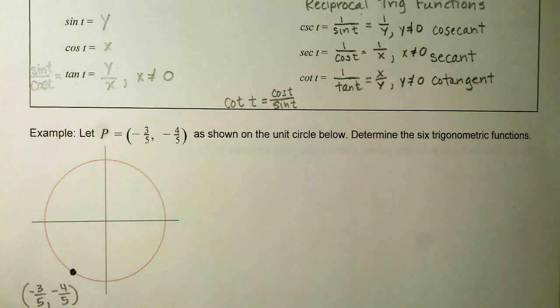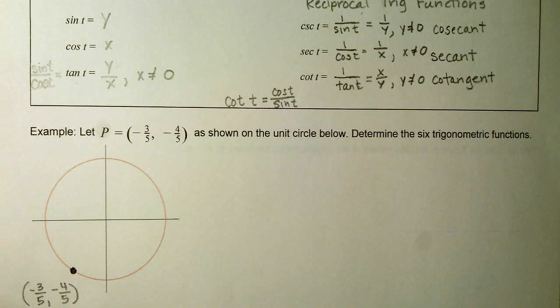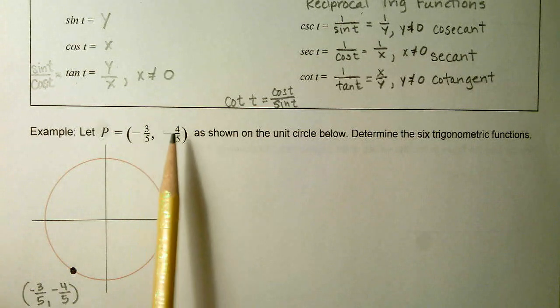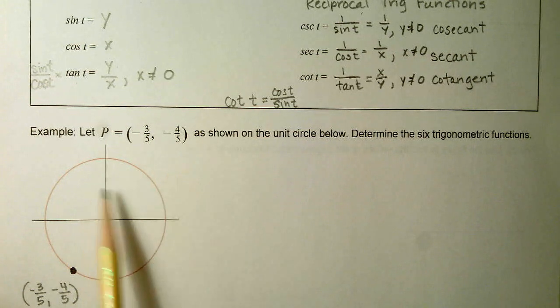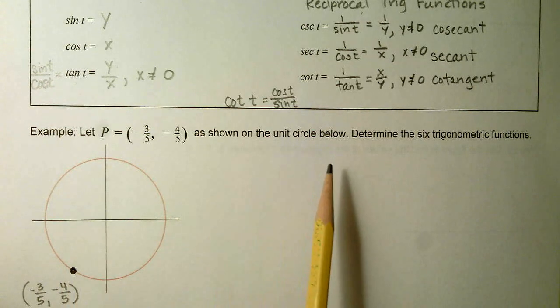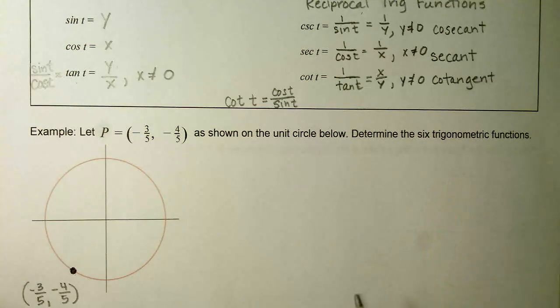For our next example, I'm sorry, I don't think your point was drawn in, so if you want to, pause the video now and draw in your point. P is (-3/5, -4/5). Negative 3/5 is our x value, negative 4/5 is our y value, as shown on the unit circle below. Determine the 6 trig functions.